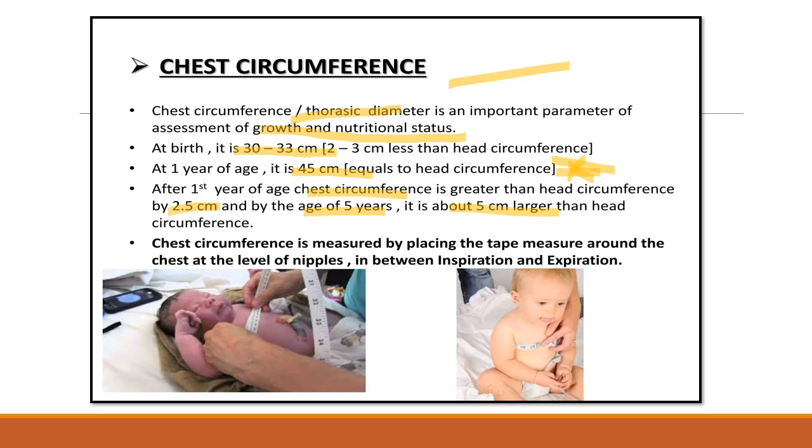Simple. Next, chest circumference is measured by placing the tape around the chest like this, at the level of nipples. We assess the chest circumference in between inspiration and expiration. Then only we measure.